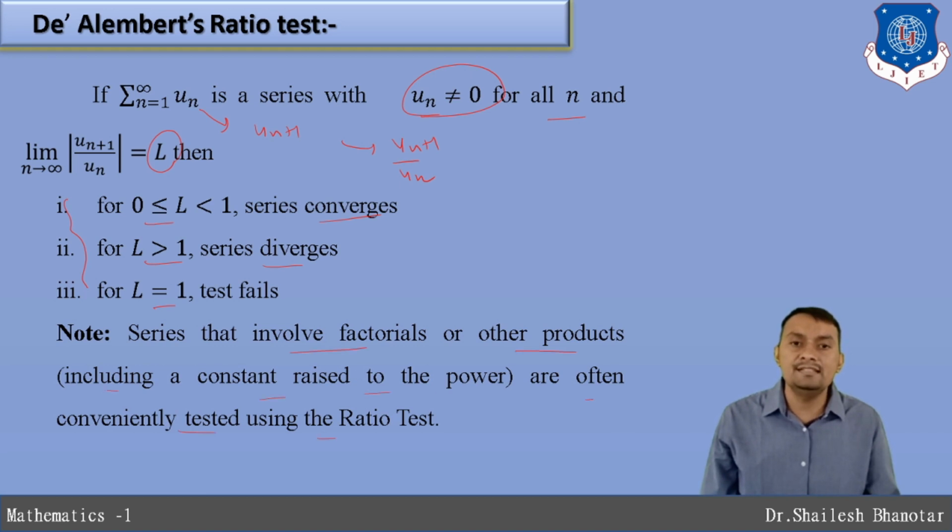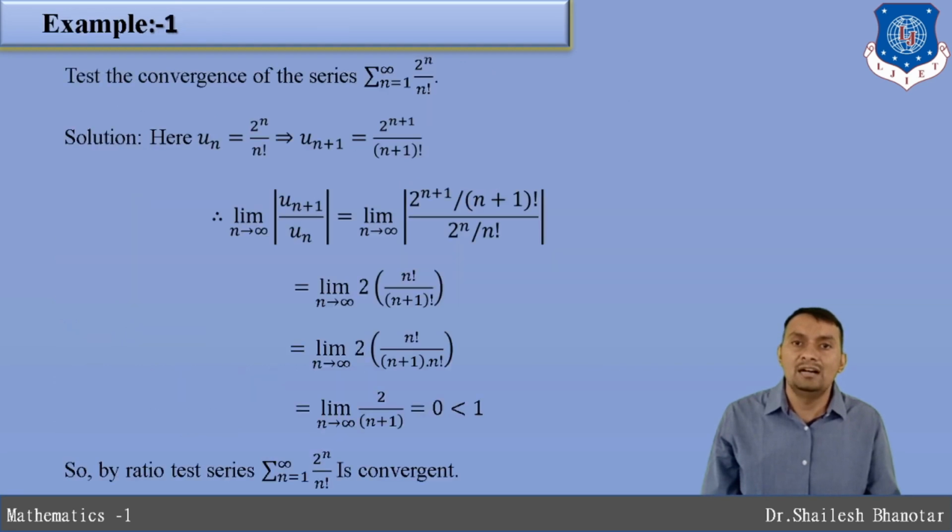If the terms contain a factorial, a power raised to any number, or n raised to any constant number, such kinds of examples you can solve using the ratio test. Let us understand the first example. This is un, because this series we will solve by the ratio test. Also you can simply say D'Alembert ratio test.